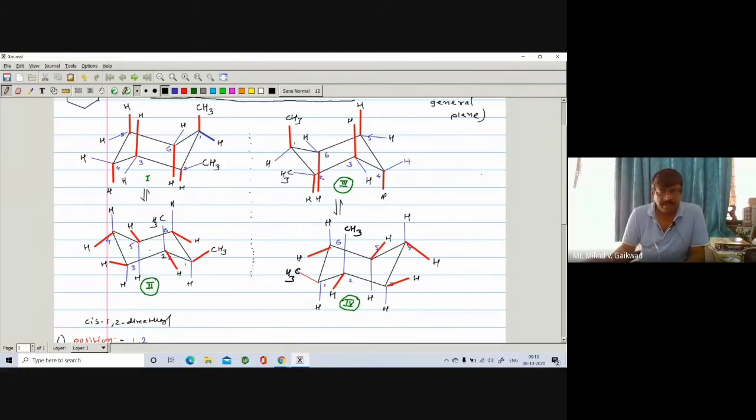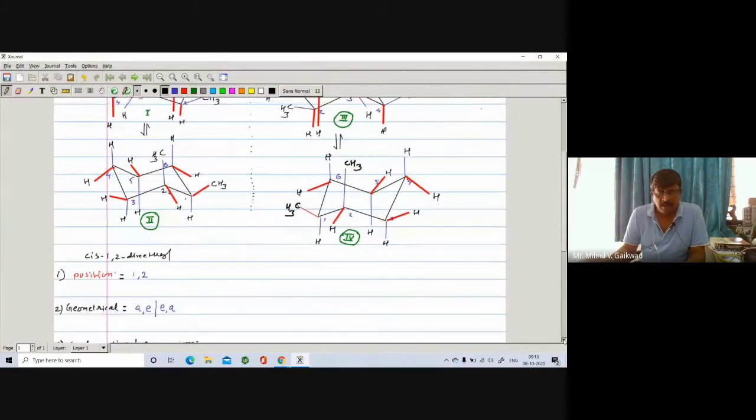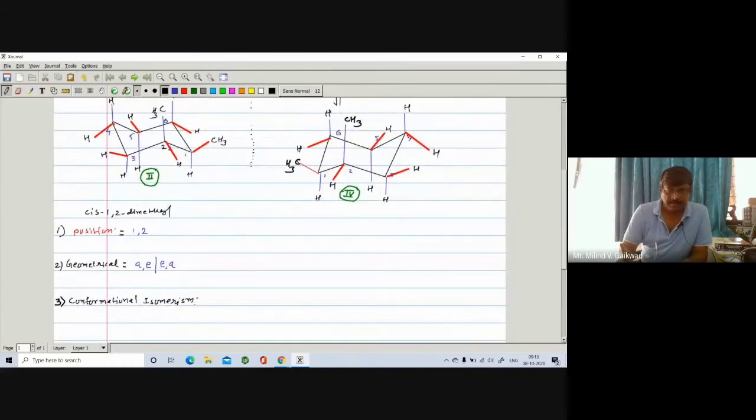So in case of conformational isomerism, we can write 1 and 2 here. Structure number 1 and structure number 2, these are the conformational isomers of each other. Similarly, structure number 3 and structure number 4, which are the mirror images of structure number 1 and 2. So 1 and 2 are conformational isomers because they can interconvert into each other, and third and fourth are also conformational isomers of each other.